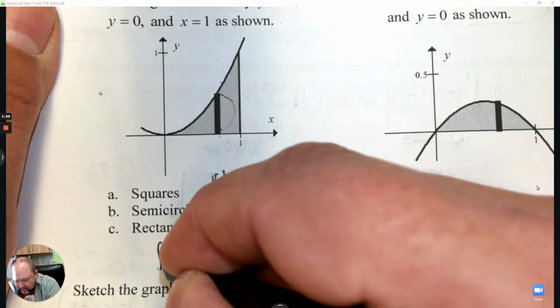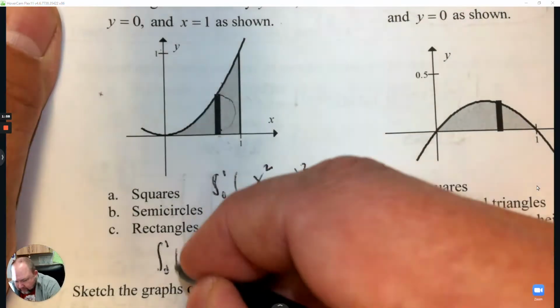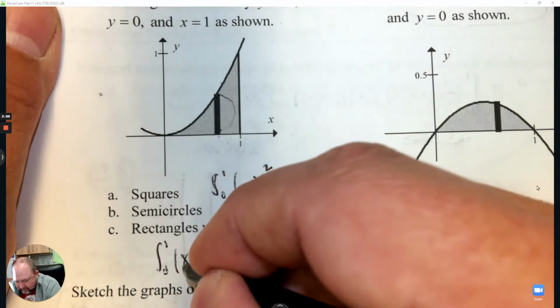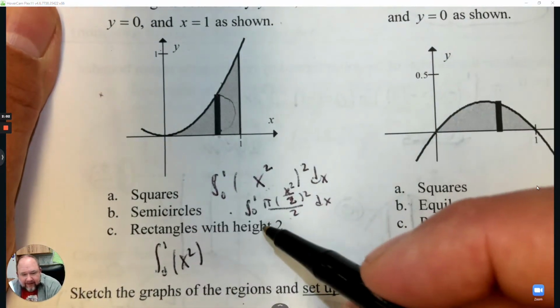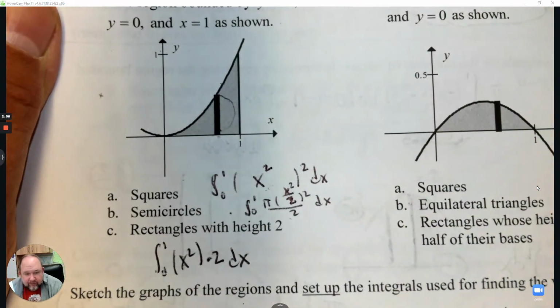Rectangles, again, are integrating from 0 to 1. The base of the rectangle, which is top subtract bottom, which is x squared. And the height is 2, so you just multiply it times 2, and you have your answer.